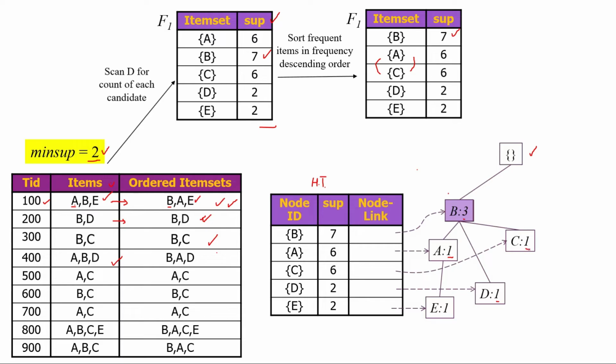Again for the fourth transaction, which is B, A, D, we just go from the root node to B and increment its count, which is 3, and after increment it's 4. Then from B we go to A, so A's count is incremented to 2, and then from A we go to D, and D's count is incremented to 2.